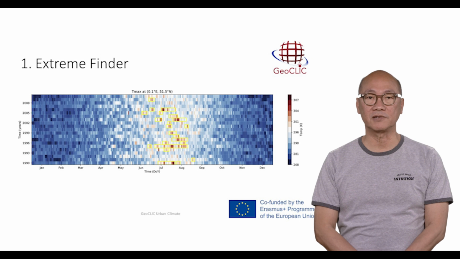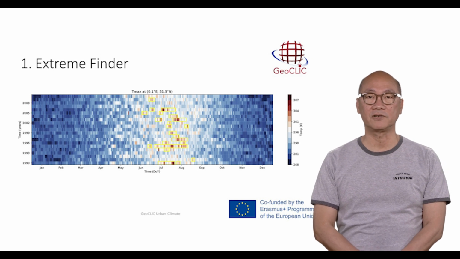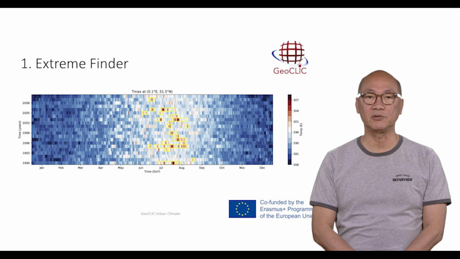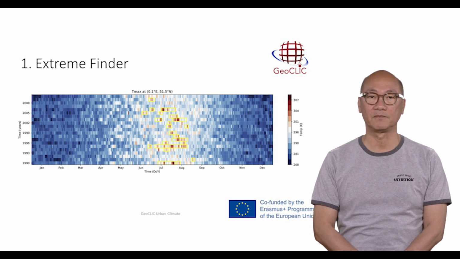The x-axis represents the date of the year from January to December. The y-axis shows the period of interest from 1990 to 2008. The colored boxes in yellow and red show the daily maximums labeled as extremes.